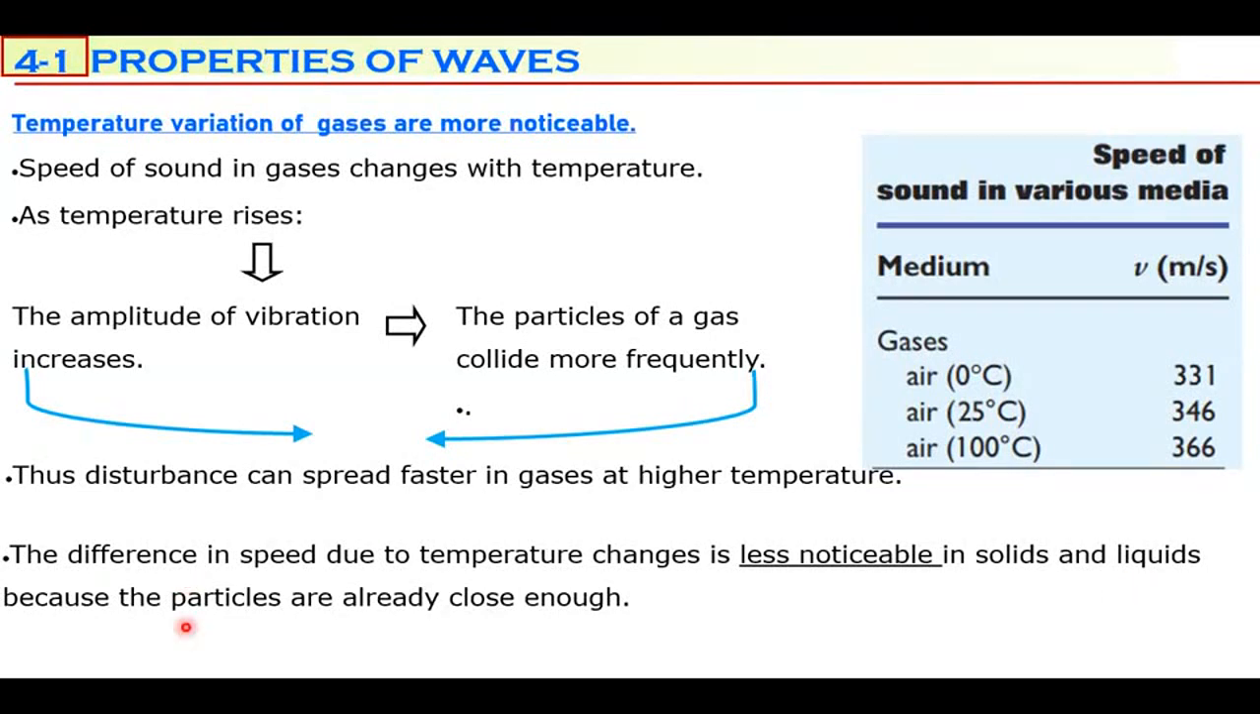They asked, in which of the following substances is the temperature variation of the speed of sound more noticeable: solids, liquids, or gases? In gases it is more noticeable. In solids and liquids it is less noticeable: if temperature changes, the change in speed of sound is small.